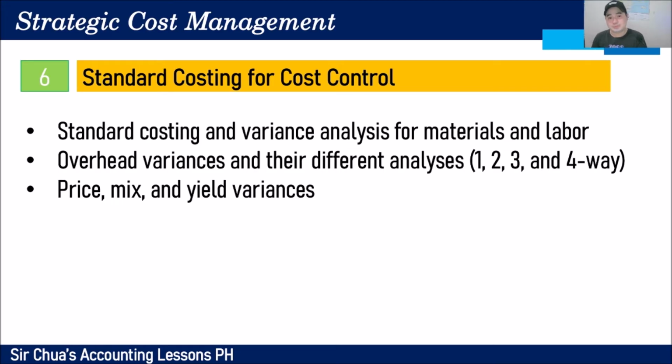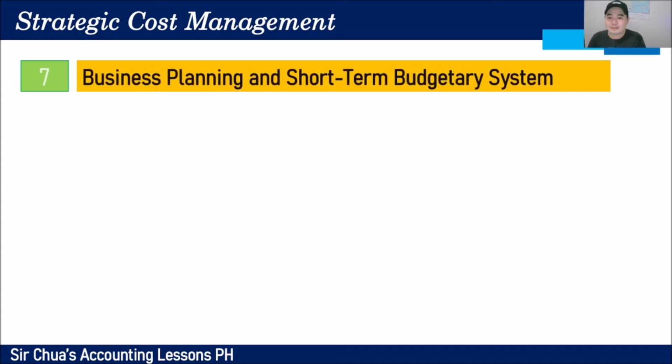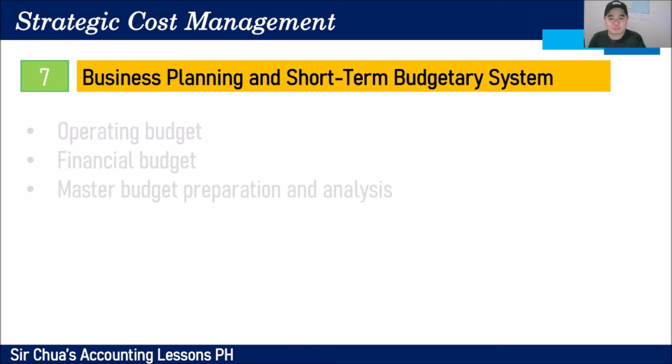Now, we will be going deeper on price, mix, and yield variances for those companies who are not a single product line, or have numerous products to sell. So that's our application of standard costing for cost control. This is a continuation of your standard costing system in cost accounting and control. And then we will also be talking about budgeting, business planning, and the short-term budgetary system.